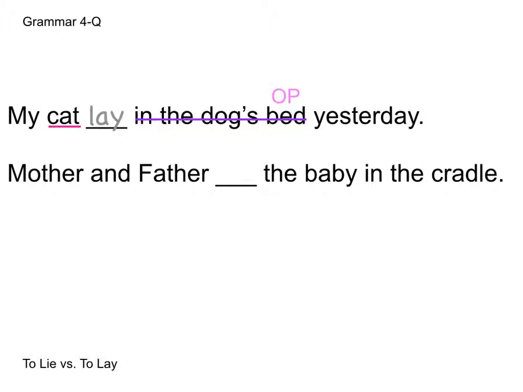Our next sentence is mother and father blank the baby in the cradle. So once again, we need to figure out, do we have a direct object or do we not? Because that's going to tell us which verb it is.